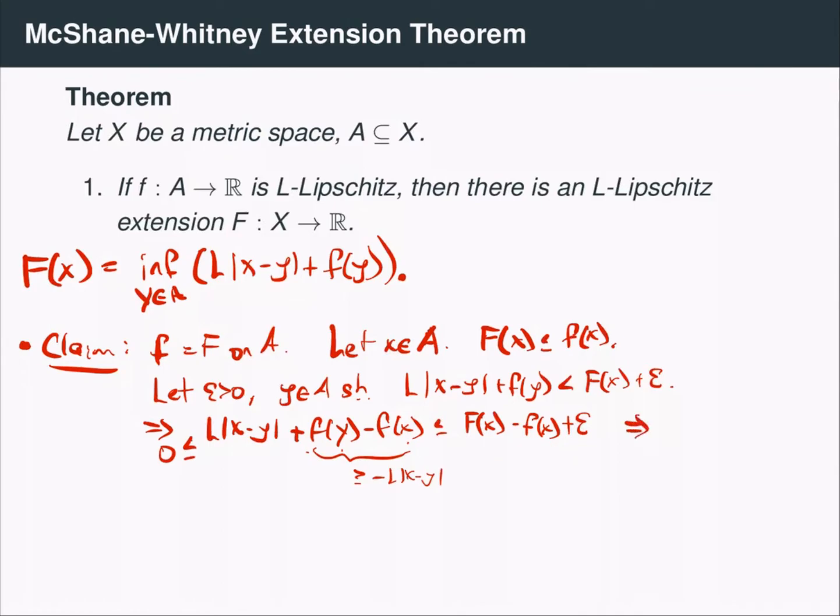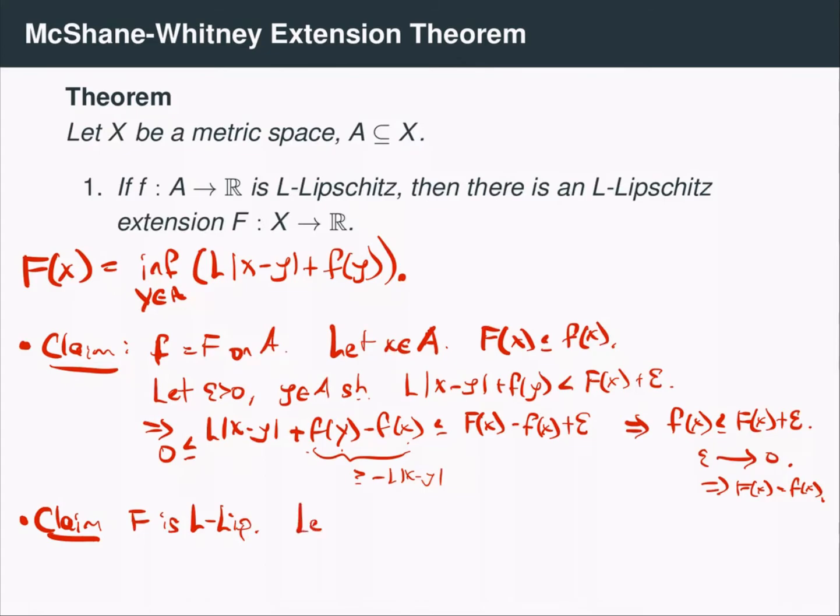Okay, so now we have that this right here is non-negative. So this implies that f of x is at most big F of x plus epsilon for all epsilon bigger than 0. And now we just let epsilon go to 0. And that proves the claim that f of x is equal to big F of x. So now what remains to show is that this function is still Lipschitz.